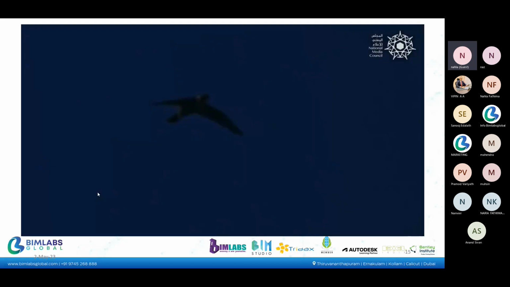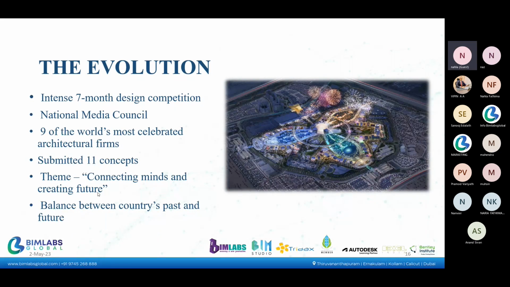Okay, so I hope you guys have got a clear-cut idea on how this shape came into life, and how the architect was inspired to build the structure in this shape. Yeah, so this is about the UAE Pavilion. Now, I'll tell you the story of how this design evolved.